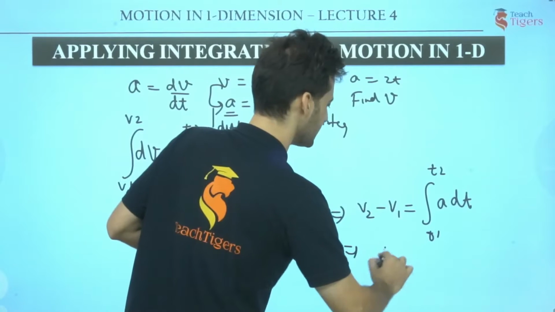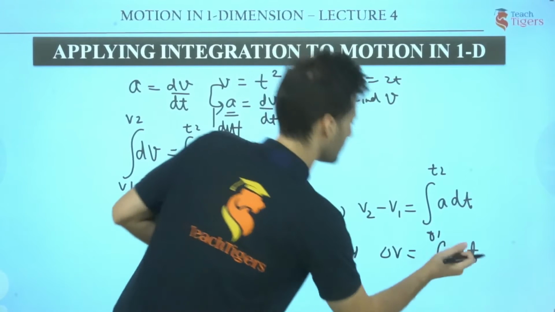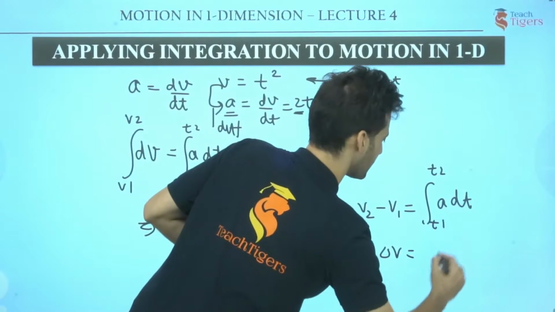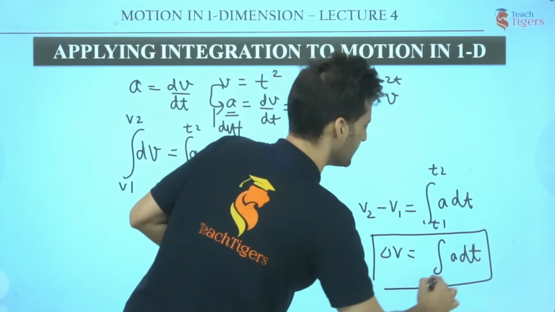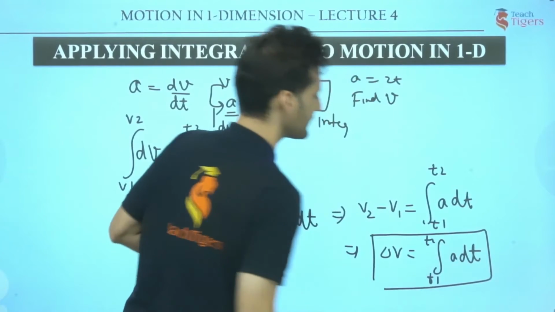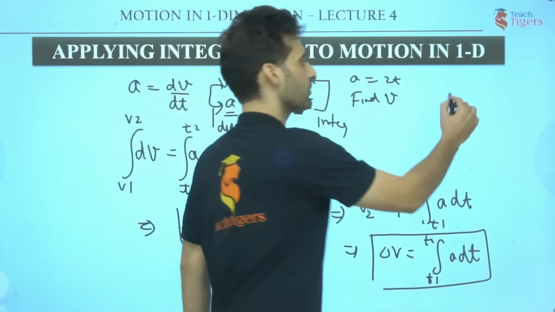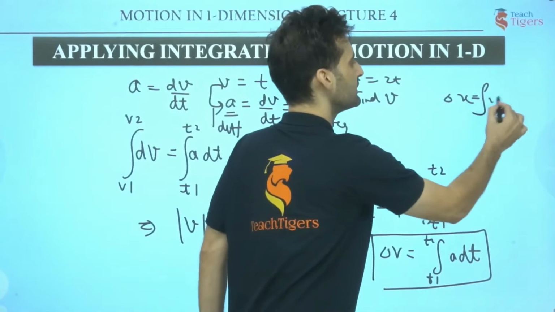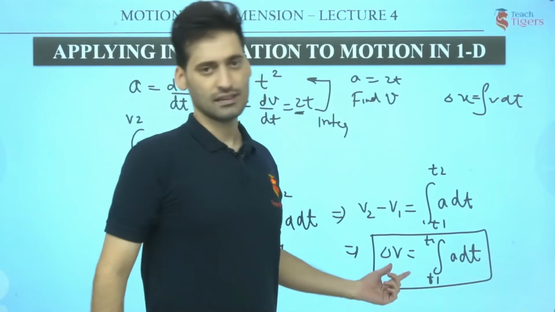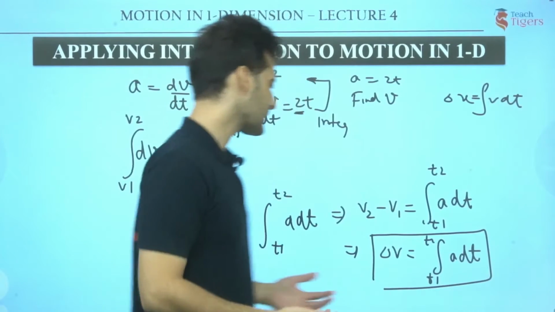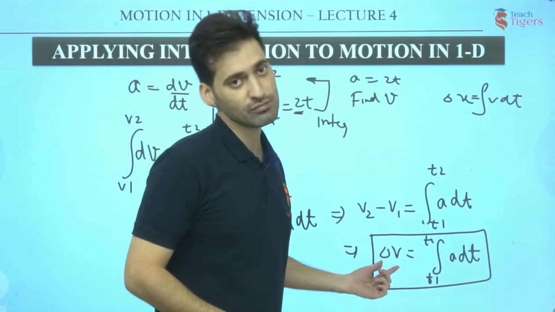So that means delta v equals the integration of a dt, along with the limits t1 to t2. So this is the next formula that you have to remember. It is very much similar to the previous formula we studied, delta x equals integral of v dt. Instead of v we have a, instead of delta x we have delta v. So what does it mean? It means that from this integration we will get delta v, the change in velocity.